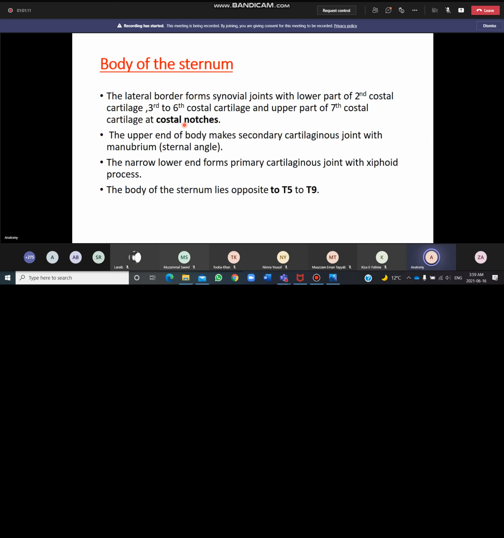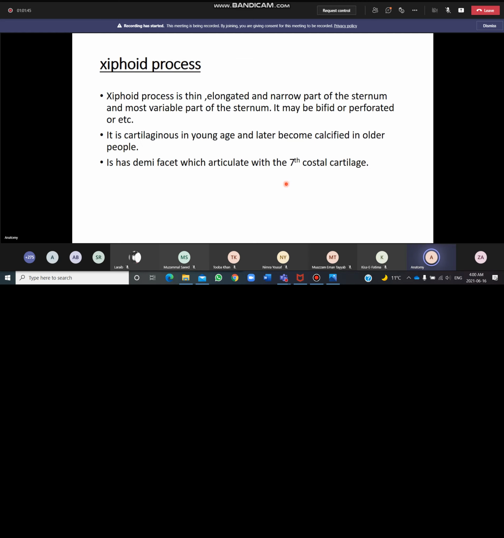So these are the points where it gave attachment. These are called costal notches. The upper end, as we have discussed, forms a joint with the manubrium, which is called the sternal angle. The lower part of the body forms another primary cartilaginous joint with the xiphoid process. The body of the sternum lies opposite the thoracic 5 to thoracic 9 vertebrae. So this is the position of the body of the sternum relative to the thoracic vertebrae.